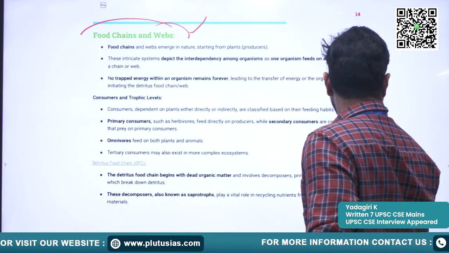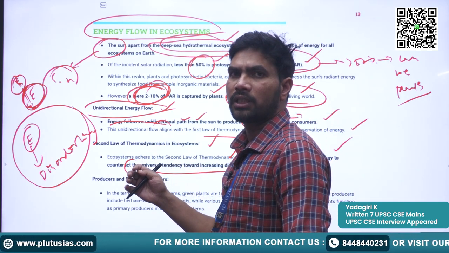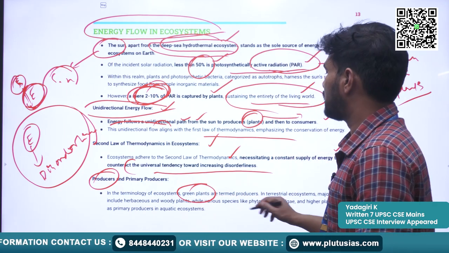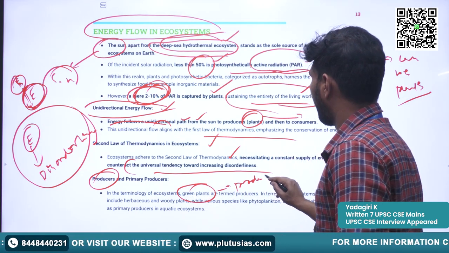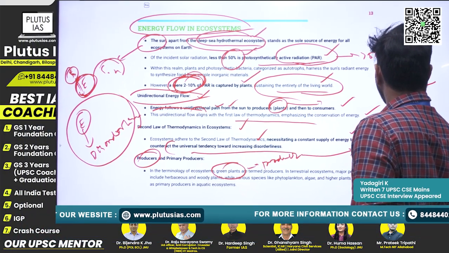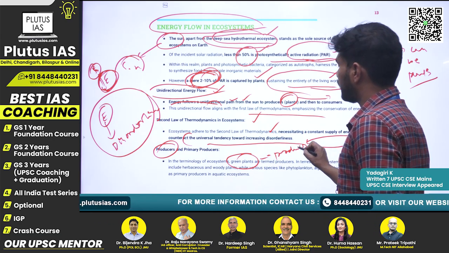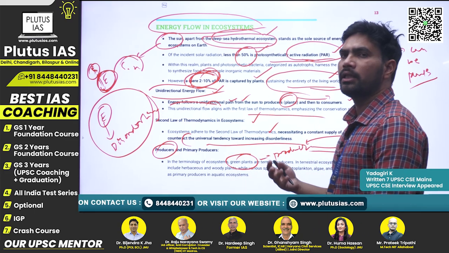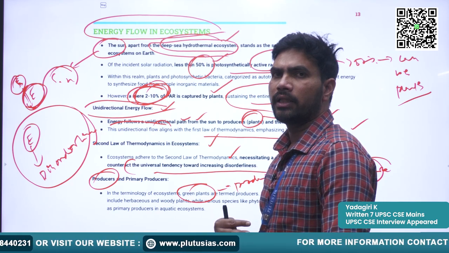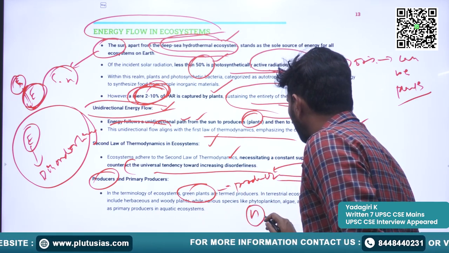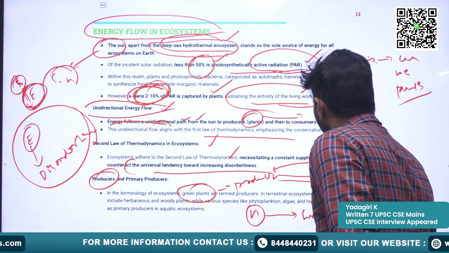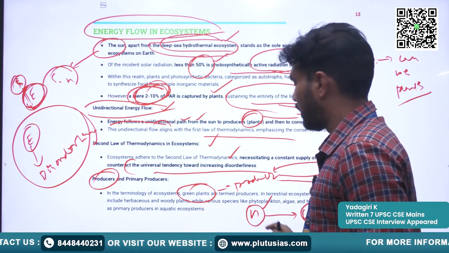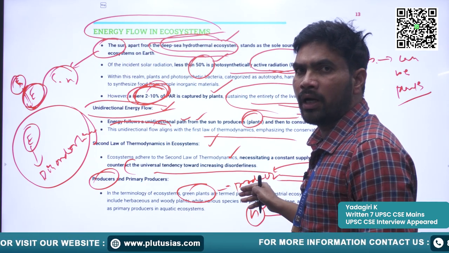Basically, in the previous slide, we understood that there are producers and there are consumers. The producers are green plants, green leafy plants. They are the producers or the primary producers. And the consumers are primary consumers, those who are utilizing the energy produced here. Means they are consuming the plants and they are getting the energy. For example, if grass is the primary producer, it is consumed by a grasshopper. Here, the grass becomes the producer and the grasshopper becomes the primary consumer.